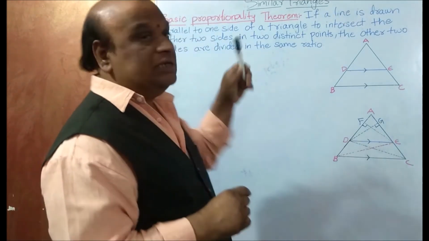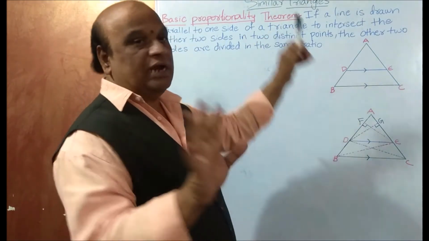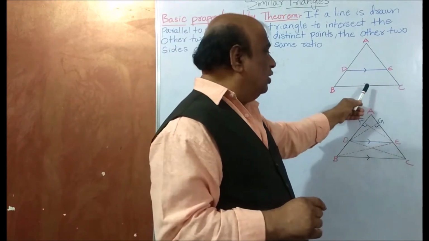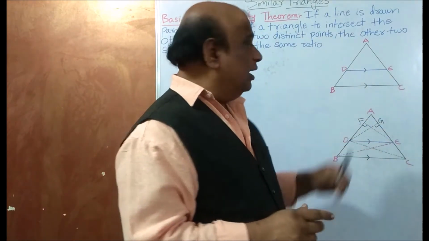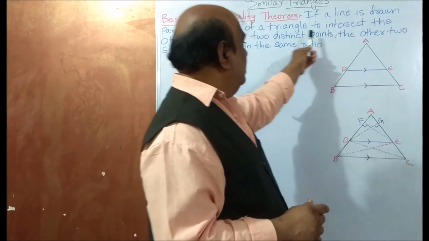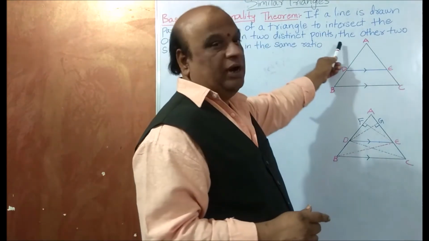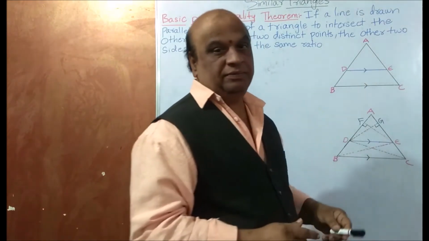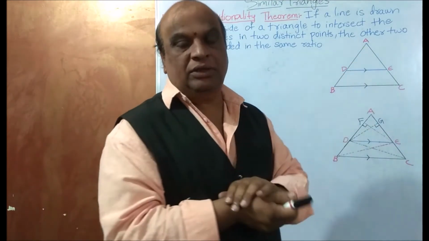Here, what are the given conditions in this case? If a line is drawn parallel to one side of a triangle, this is the given. And it intersects the other two sides in two distinct points. These are two distinct points on sides AB and AC. These are all given conditions. It is one part of the theorem.